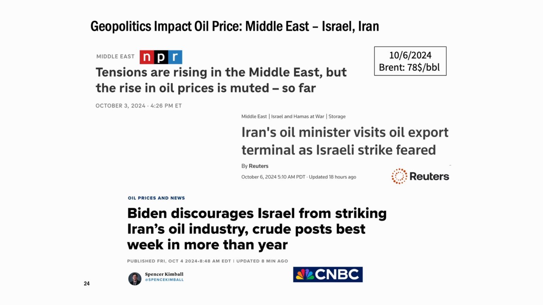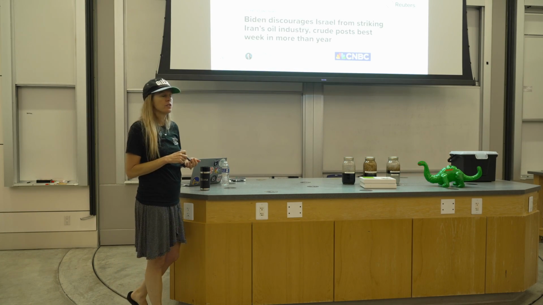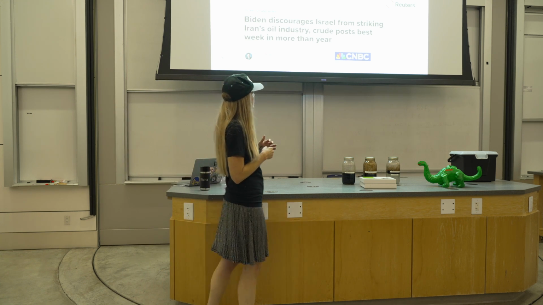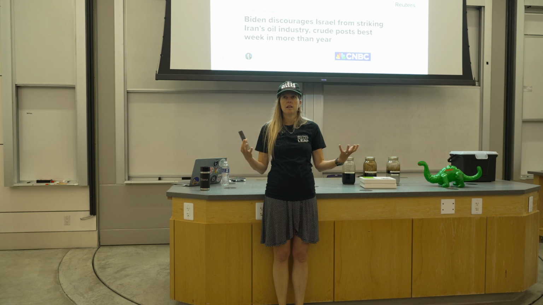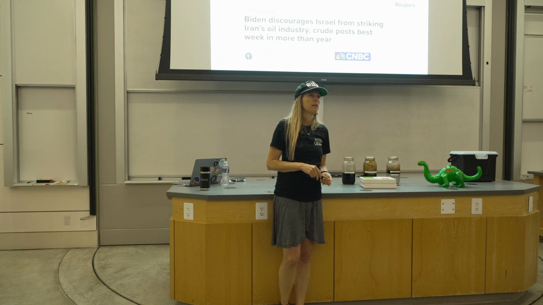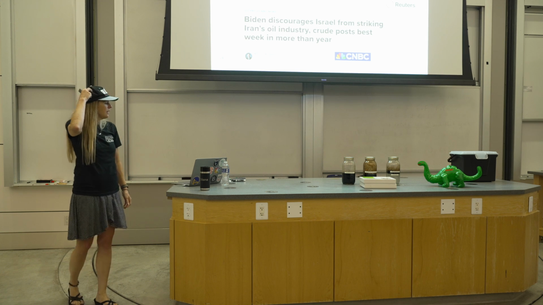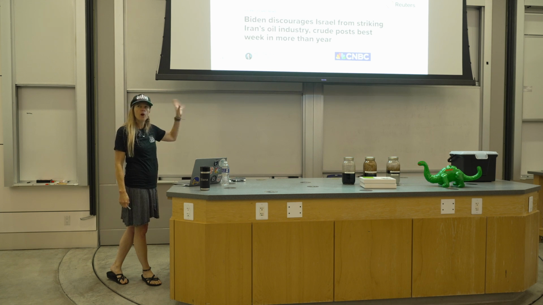It hasn't raised prices a lot, although they are up some. You can see the price of a barrel of oil is around $78 today. But certainly it is something that a lot of countries are paying attention to. And then you can see Biden discouraging Israel from striking Iran's oil industry. And that's purely because we don't want oil to become expensive and start impacting our consumers, right? So oil and the reliance on oil definitely complicates geopolitics. And there are always examples of that.